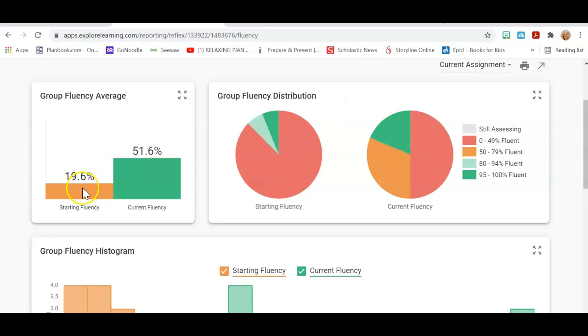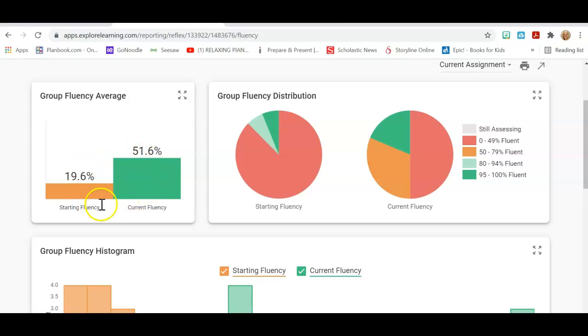currently. So here in orange, it says starting fluency. So at the beginning of Reflex, 19.6% of the whole class average was fluent. So they knew 19.6% of their facts. Reflex, the current assignment that I have my students doing in 2nd grade is 0 through 10, addition and subtraction. Currently, right now, the current fluency of the group average is 51.6%.